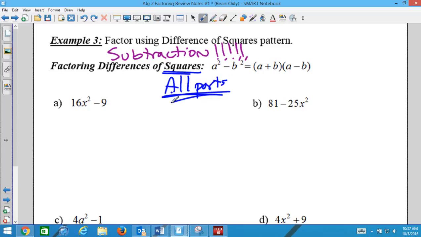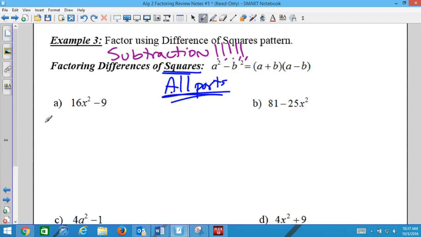So we look at A, 16x squared minus 9. Is it subtraction? Yes. Is 16 a perfect square? Yes. Is x squared a perfect square? Yes. Is 9 a perfect square? Yes. Then we can continue.